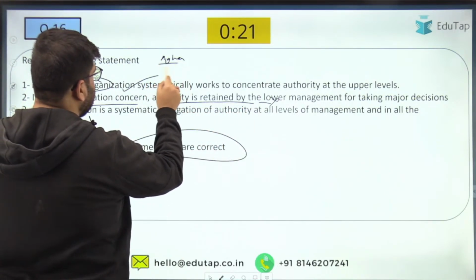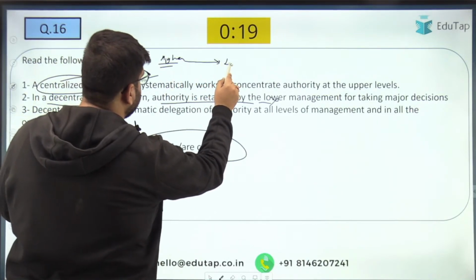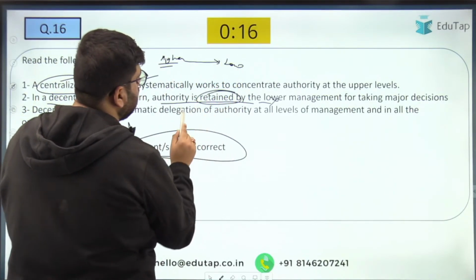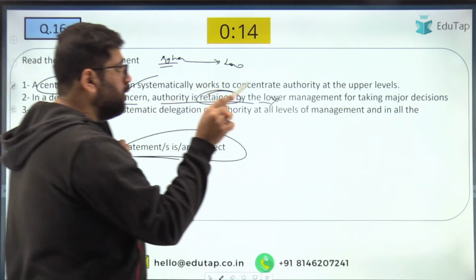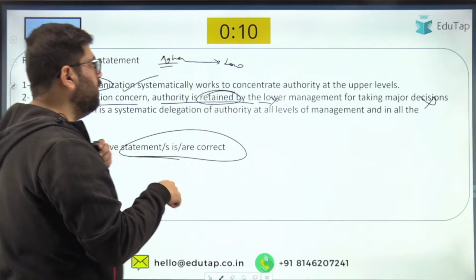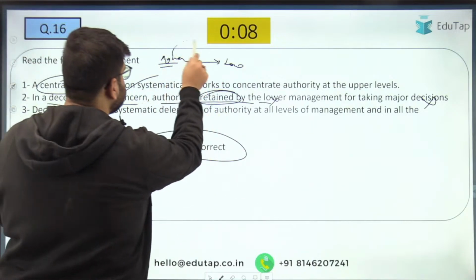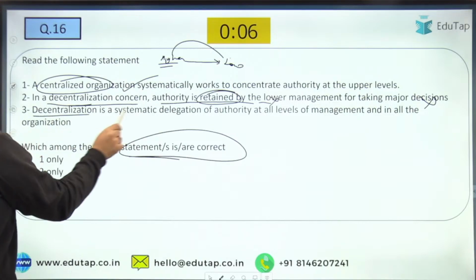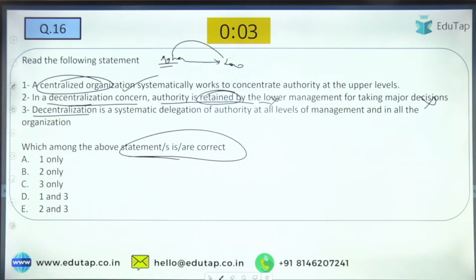Authority is still with the higher level, but you delegate certain authority to the lower level. But it is not retained by the lower level, that too for making major decisions. So statement B is incorrect, because major decisions are still made by the top level, but in decentralization, you share some part with the lower level. Decentralization is a systematic delegation of authority, yes.